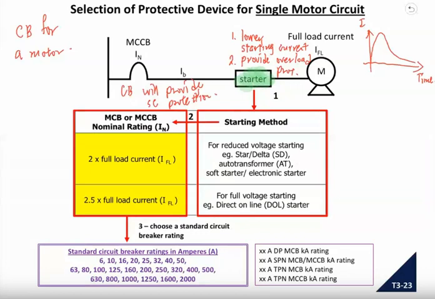Okay, and how do we size this circuit breaker? We consider the starting method, which I mentioned that everyone should be familiar with star delta and also direct online. So if we are using a star delta starter, we take the full load current IFL multiply by 2. We get our design current, which we call IB, and we select a circuit breaker IN, which is either bigger or equals to IB.